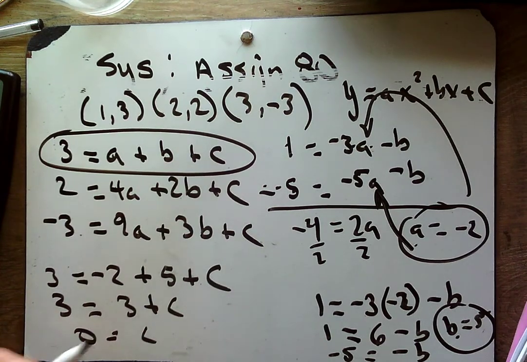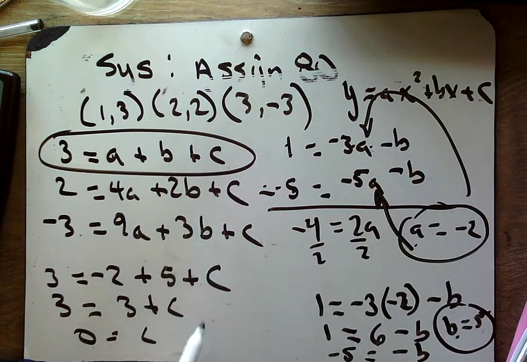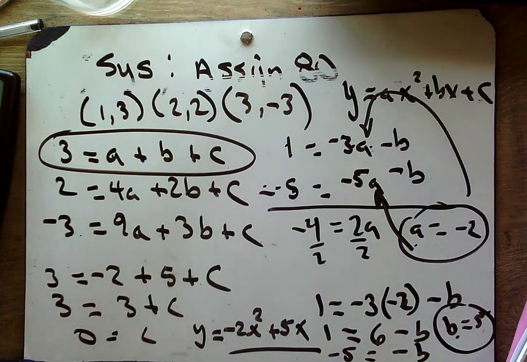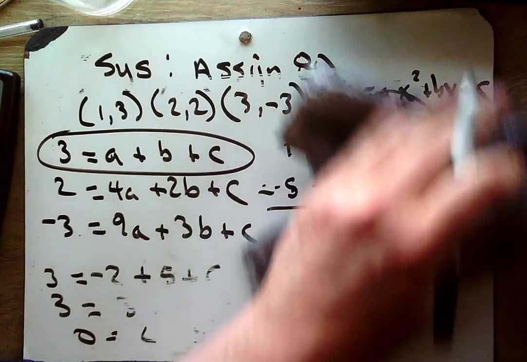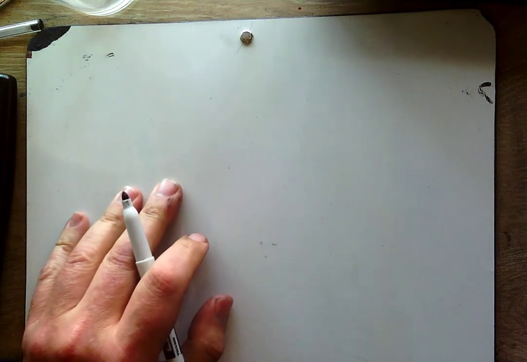So the equation of my parabola, when I plug in a negative 2, a 5, and a 0, is going to be y equals negative 2x squared plus 5x. Ta-da! There we go. Okay, so that's nice. You need to be able to write the equation of a parabola.